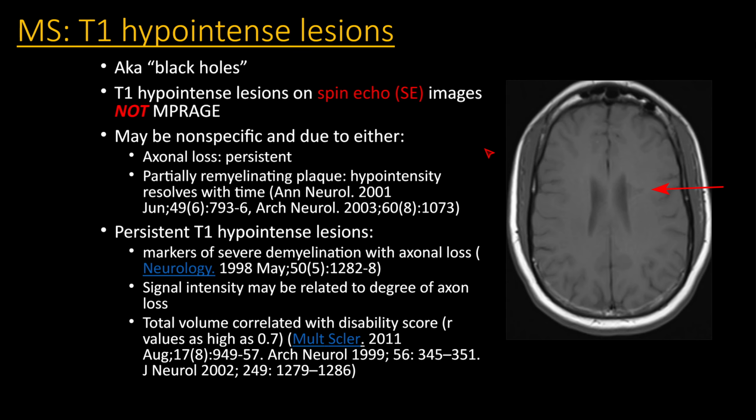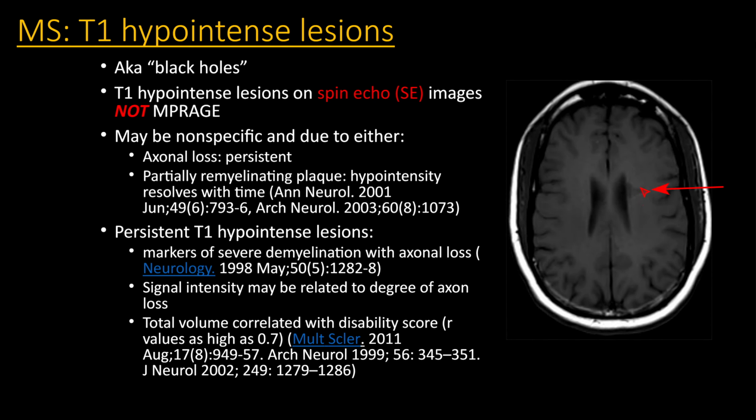Now, I briefly alluded to this when I was talking about imaging technique, but in the setting of MS, you can have T1 hypointense lesions. These are lesions that on your spin echo T1 images obtained before contrast are actually dark, like this lesion here, for instance. We can window this a little bit better, and you can see this particular lesion is nice and dark here. So these are the so-called black holes. I think probably the better term is T1 hypointense lesions. I don't like to use the term black hole, but that's what they're colloquially referred to.